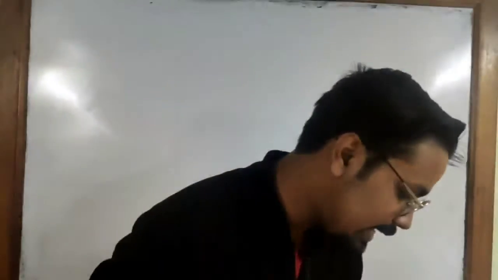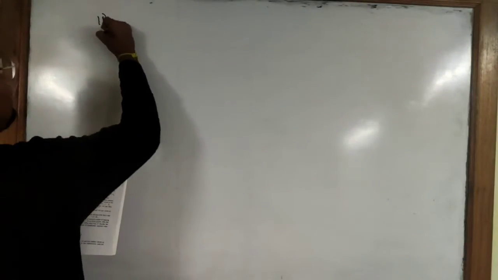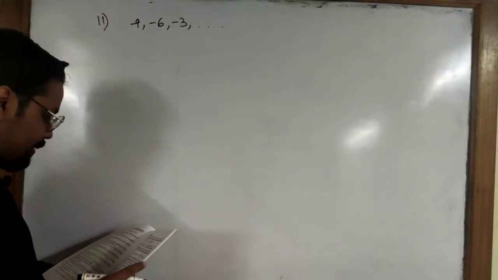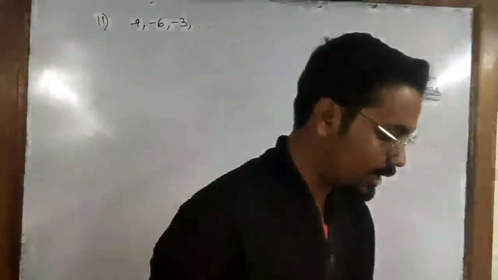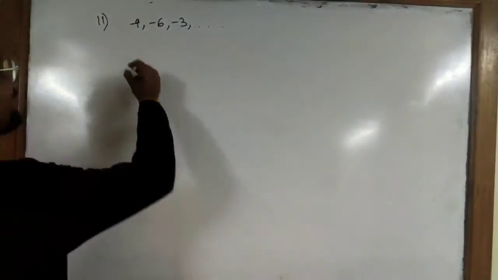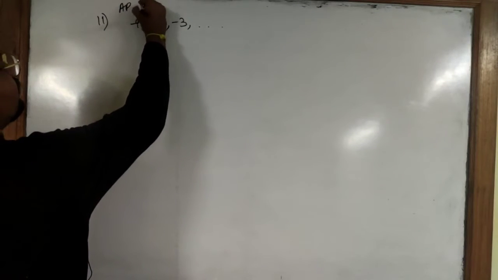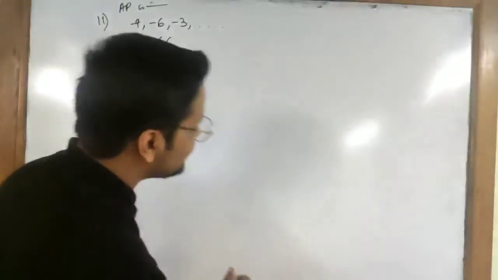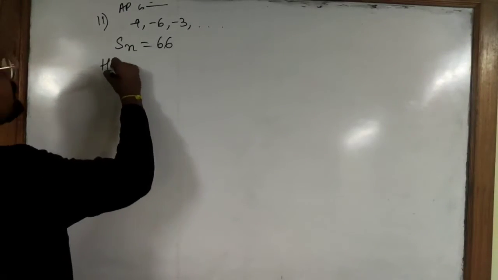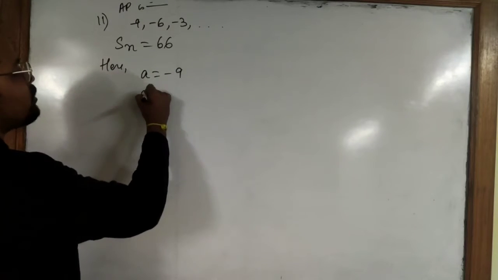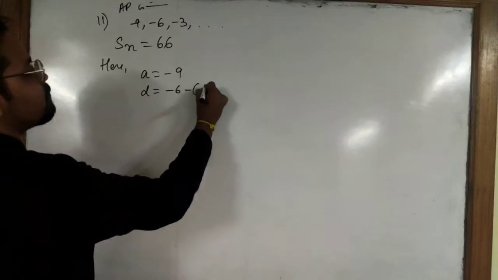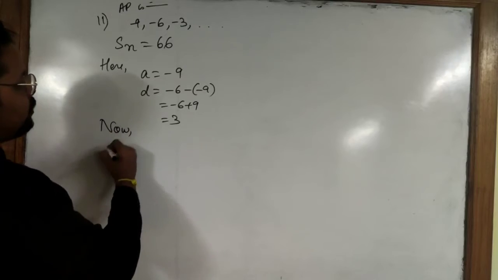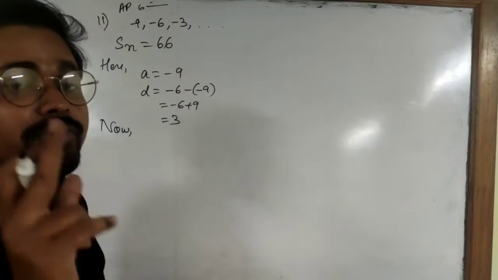Okay. So an AP is given: minus 9, minus 6, minus 3, and so on. How many terms of the AP are to be added to get a sum of 66? So Sn is also given: Sn is equal to 66. So here, what is the first term? First term is minus 9. What is the common difference? Second term minus first term: minus 6 minus of minus 9, that is minus 6 plus 9, which is 3. Now, we have to find how many terms we have to add, which means we have to find n.